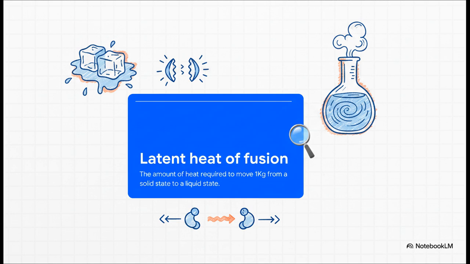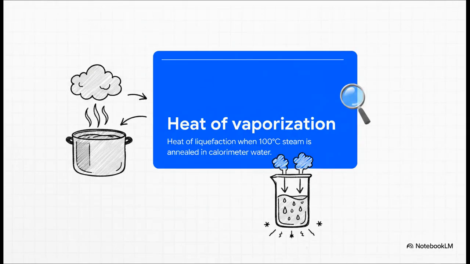It's literally the raw energy that goes into breaking the physical bonds holding the solid ice together rather than just raising the actual temperature. Now, on the completely opposite end of the spectrum, we've got the latent heat of vaporization. Broadly speaking, that's the massive amount of heat required to jump from a liquid to a gas. But here's what's really fascinating about our specific setup today. We're technically measuring the exact reverse. We're looking at the heat of liquefaction.